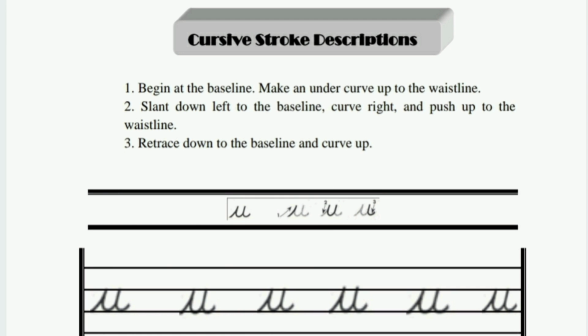Begin at the baseline. Make an undercurve up to the waistline. Slant down left to the baseline. Curve right and push up to the waistline. Retrace down to the baseline and curve up.